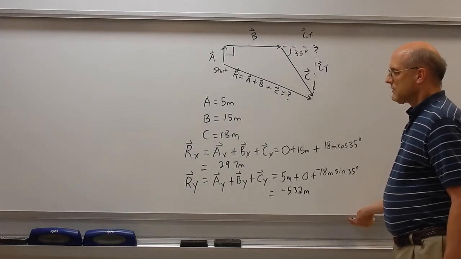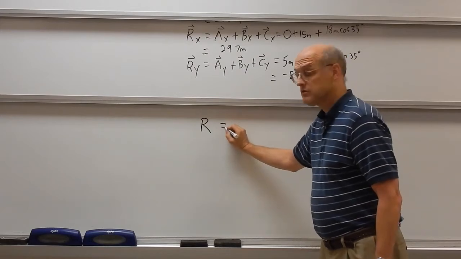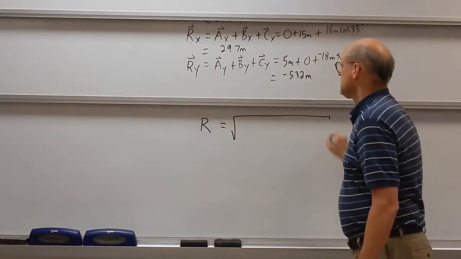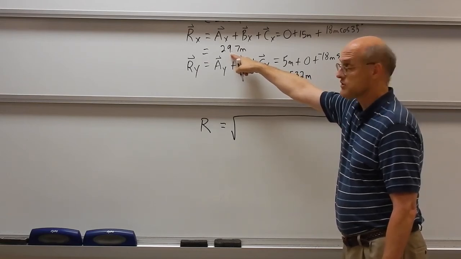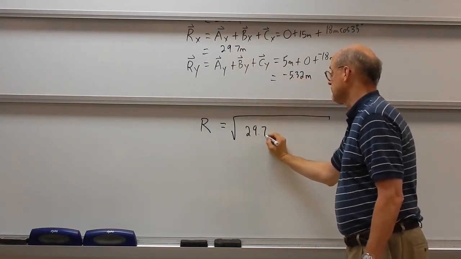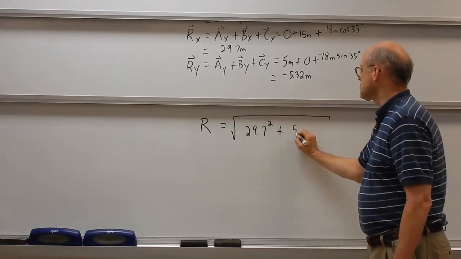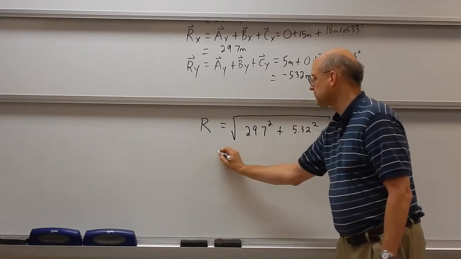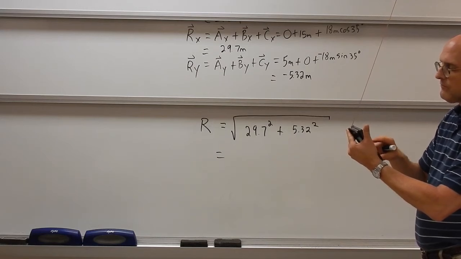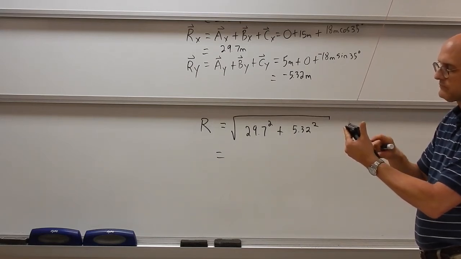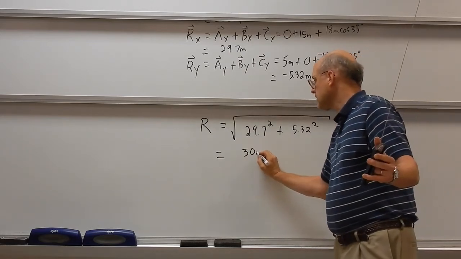Now I use the Pythagorean theorem. So R, the magnitude of the resultant, is the square root of Rx squared, which is 29.7 squared, plus Ry squared, which is 5.32 squared. So let's see what we get for the resultant. We get about 30 meters.